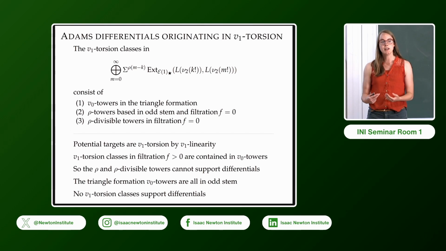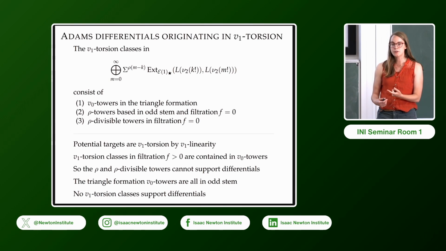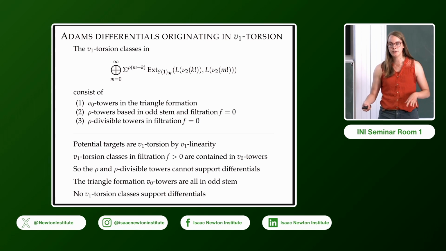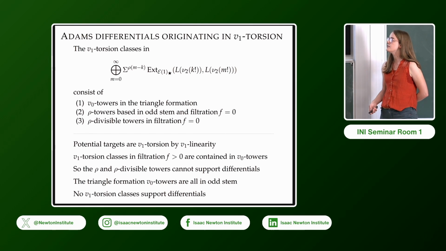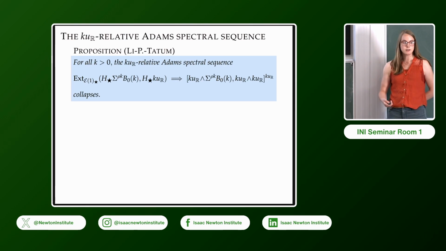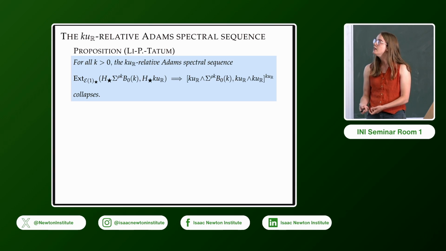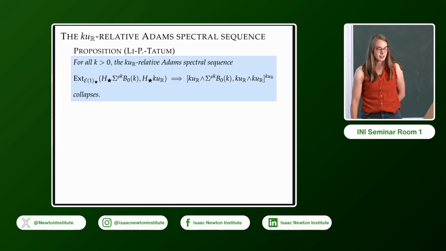And similar types of arguments, considering the filtration and also the motivic weight of all of the elements, show that actually there are no non-trivial d2 differentials, and so as a whole, for each k, the spectral sequence that we're interested in does indeed collapse.